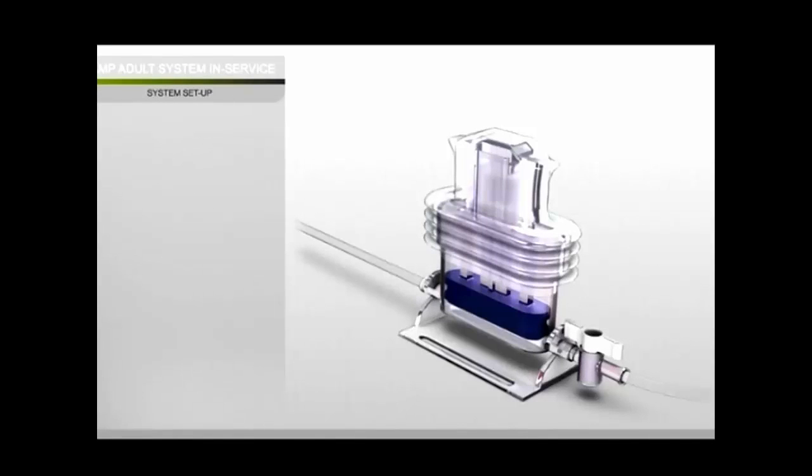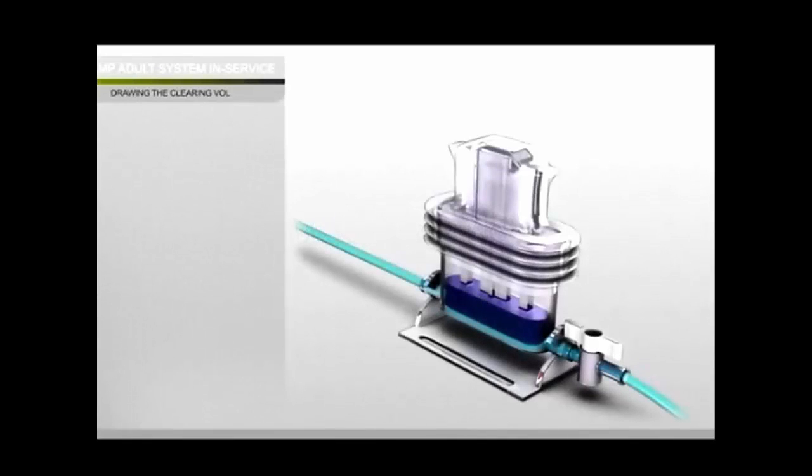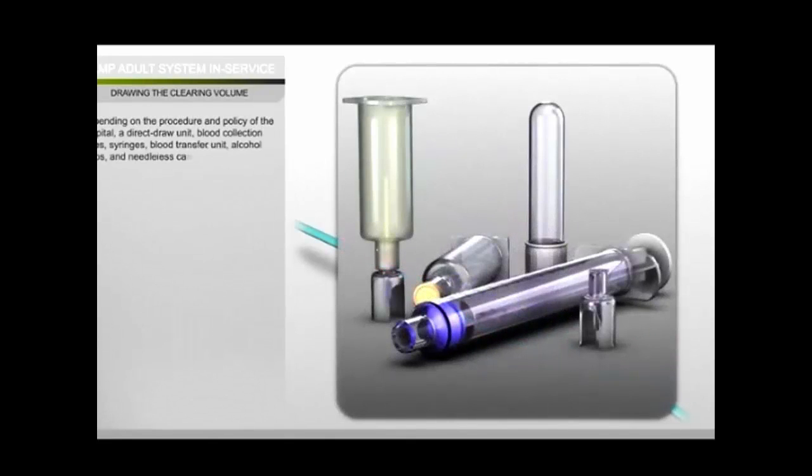Now that you've been introduced to the VAMP Adult System, let's start our in-service. Once the system is primed, you are ready to draw the clearing volume. Note, depending on the procedure and policy of the hospital, a direct draw unit, blood collection tubes, syringes, blood transfer unit, alcohol preps, and needleless cannula will be needed.